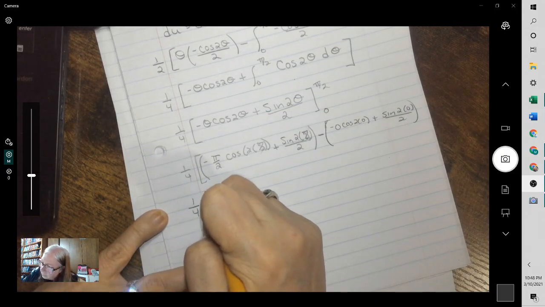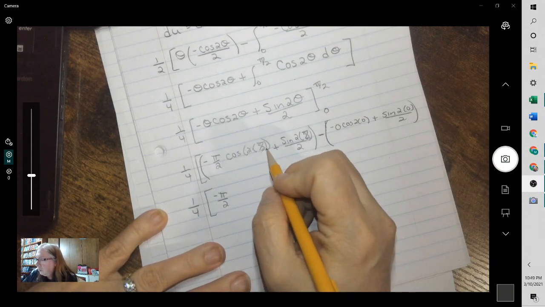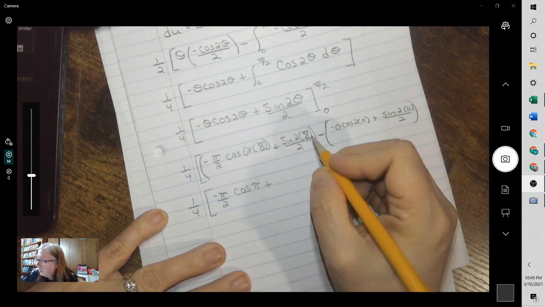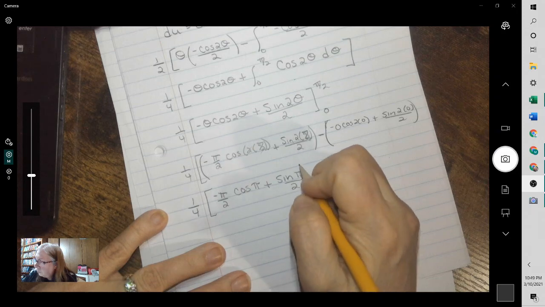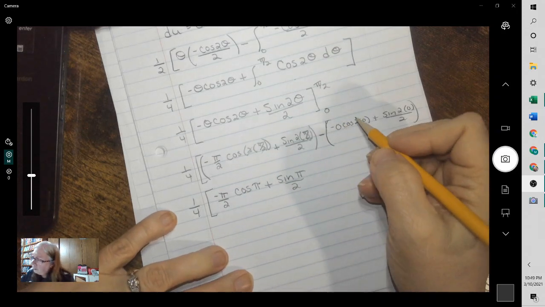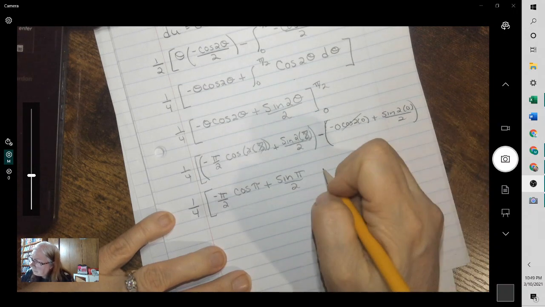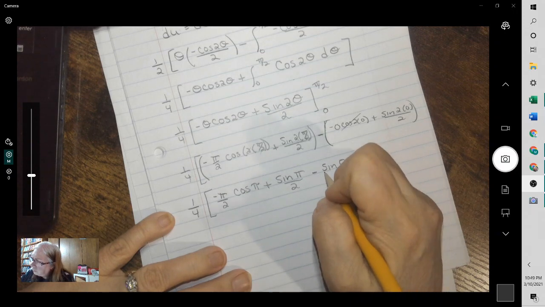1/4 negative pi over 2. These will cancel and leave cosine of pi plus sine of pi over 2. And then this drops out because it's 0. Minus the sine of 0 over 2.